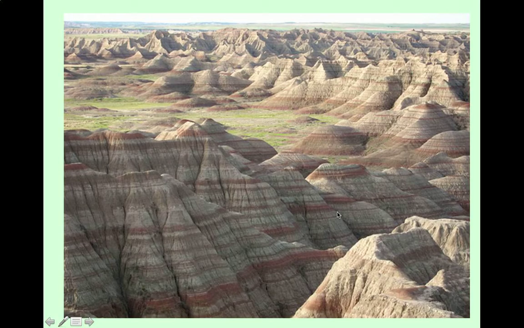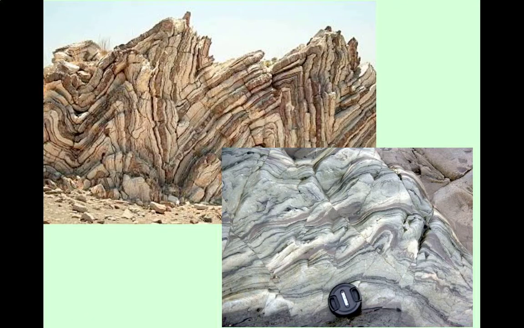Now, not all rock layers look perfect like this. This is a spot in the Badlands where we can see the nice horizontal layers, knowing the oldest is at the bottom, youngest is at the top, but they don't always look perfect like this. Here's an example of something that we call folding, where we can see the layers are no longer horizontal, but they have this curved shape to them.